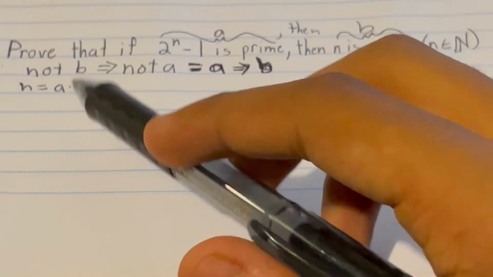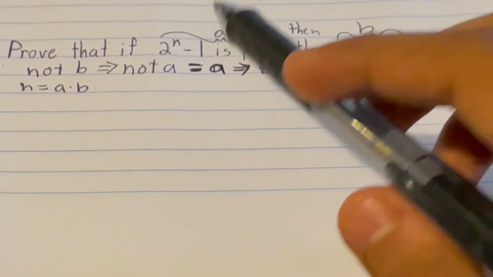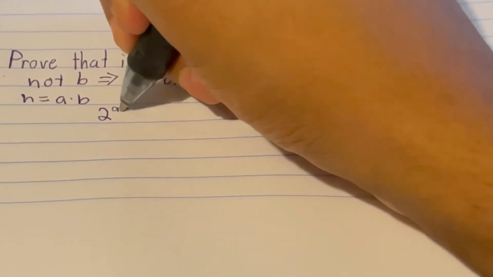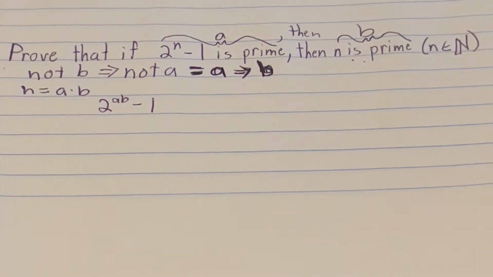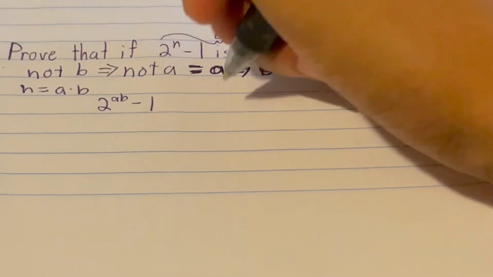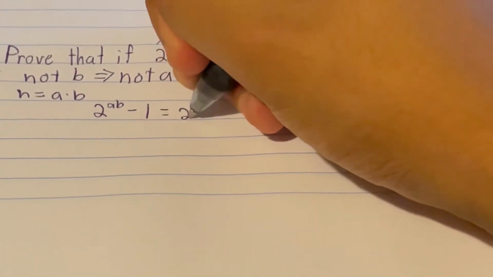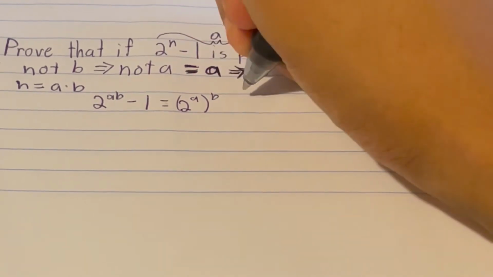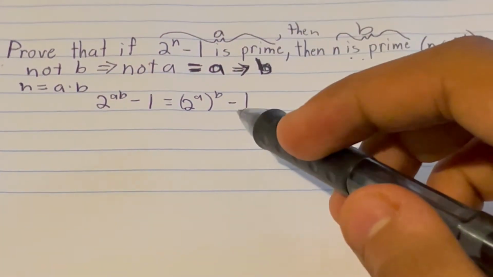So let's plug n into 2 to the power of n minus 1. So we can write 2 to the power of ab minus 1. Okay, and now with standard exponent rules, we can just rewrite this as 2 to the power of a, in parentheses, to the power of b, minus 1. So what good does this do?